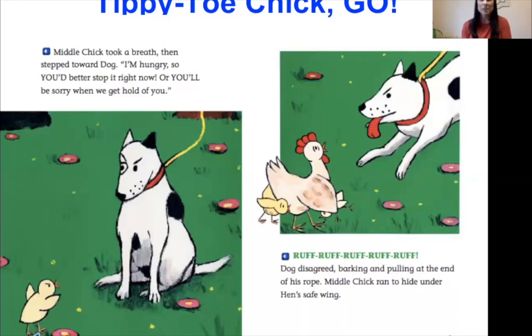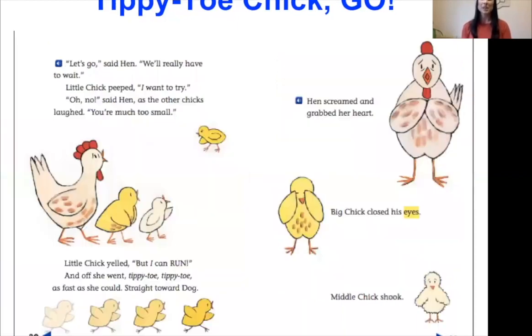So how did the dog react? You're right. Dog didn't respond any differently to Middle Chick. He still disagreed by barking and pulling at his rope to get to the chick. Let's turn the page. Our purpose for reading the next page is to see who is going to try to help this time and how.